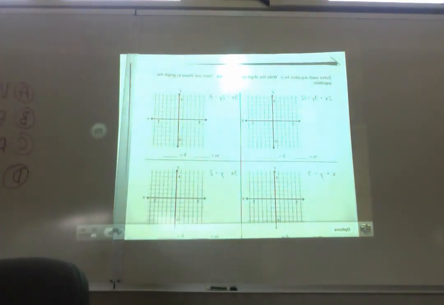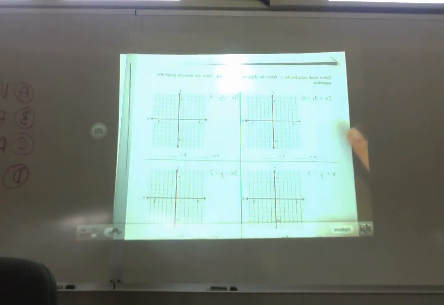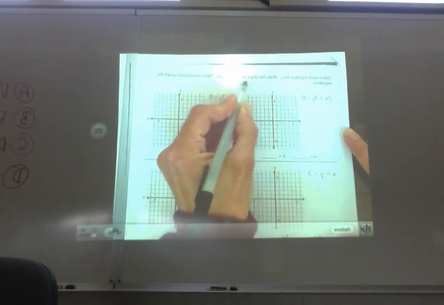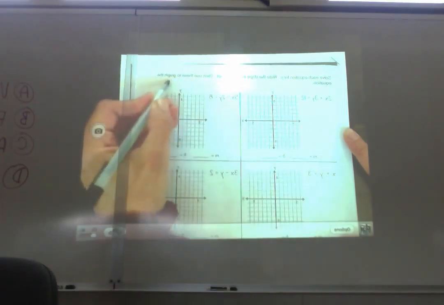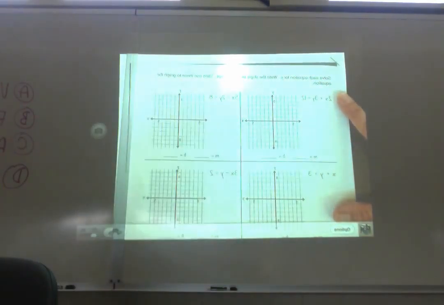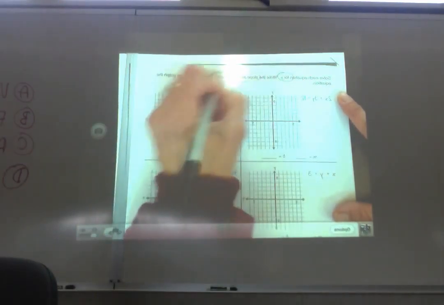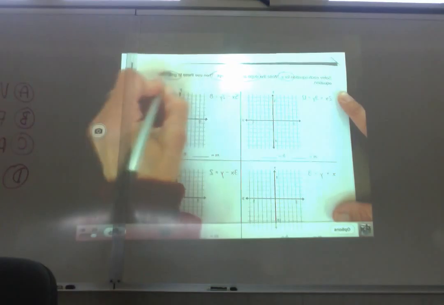Okay, first page. Solve each equation for y, write the slope and y-intercept, then use them to graph. So there's three things you need to do. Solve for y, figure out slope and intercept, and graph.